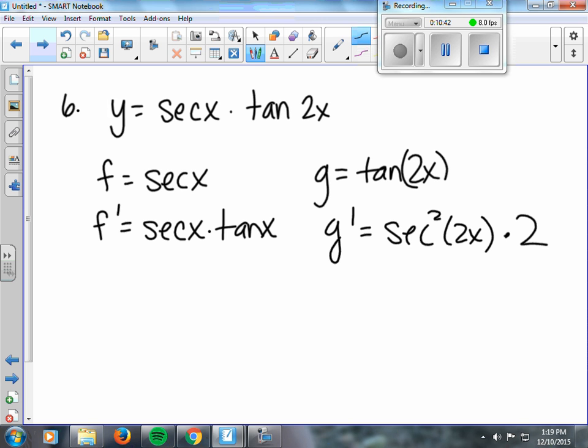In this case, you see what's happening. Well, what was I doing the secant of? My outside here is secant, and the derivative of secant is secant tangent. Then the inside of that secant was x, so I leave that x in there, and then I multiply by the derivative of x at the end. That's 1. So when your inside is just an x, that derivative is just 1.